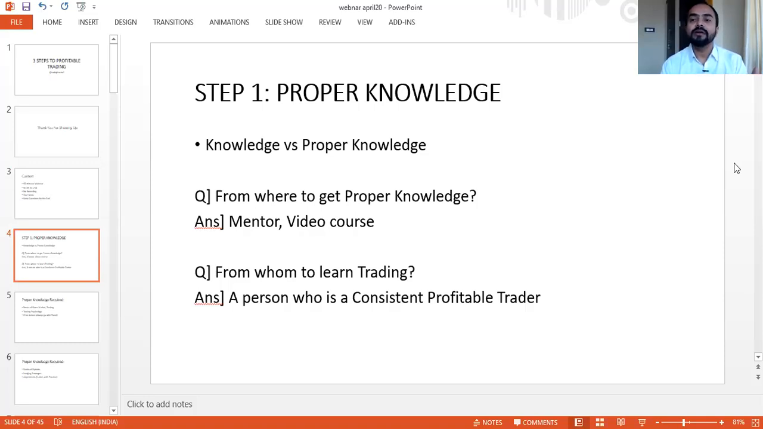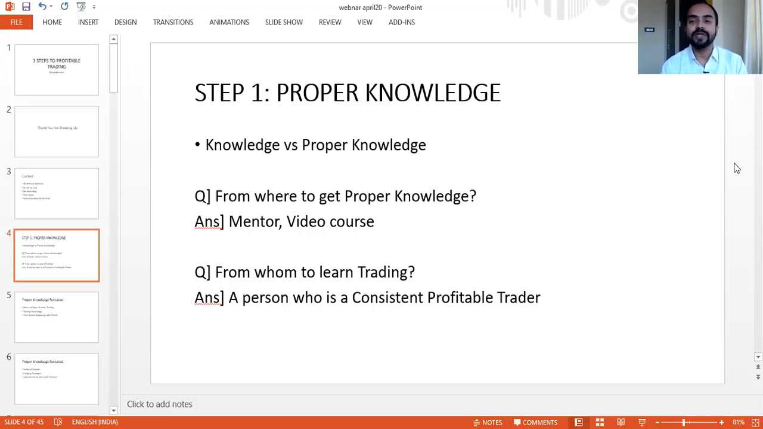You cannot learn it from a person who is not trading. You should not learn from an analyst who comes on TV. You should not learn from them because they do not trade. They just do analysis, and analysis is not trading. Trading means taking the trades consistently. And so you should learn from a consistent, profitable trader.